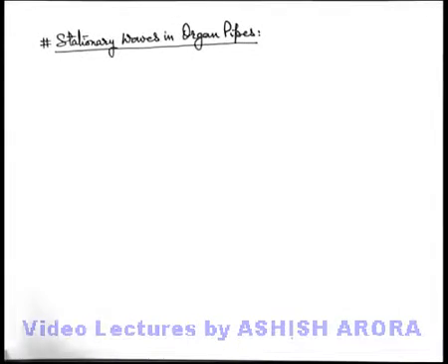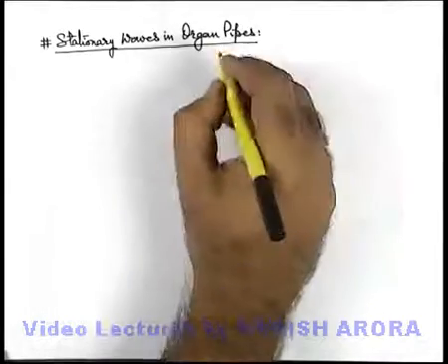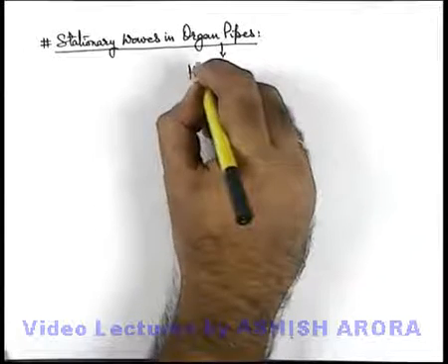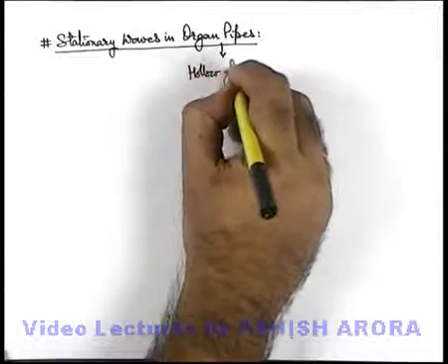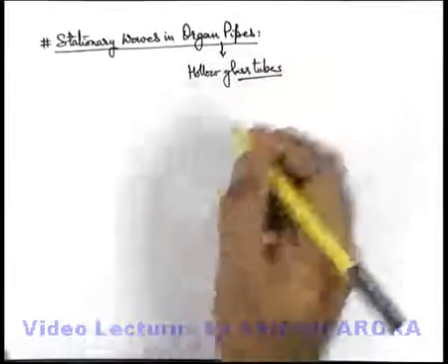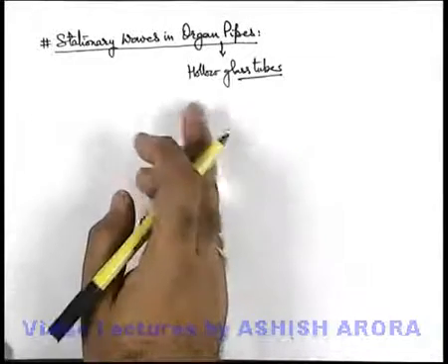In this section, we'll study stationary waves and organ pipes. Organ pipes, I hope all of you know, are hollow glass tubes used to demonstrate longitudinal stationary waves. In general, let us first discuss the types of organ pipes.